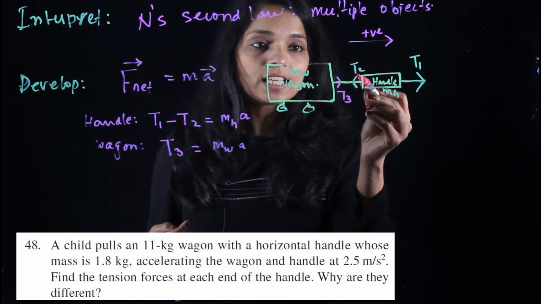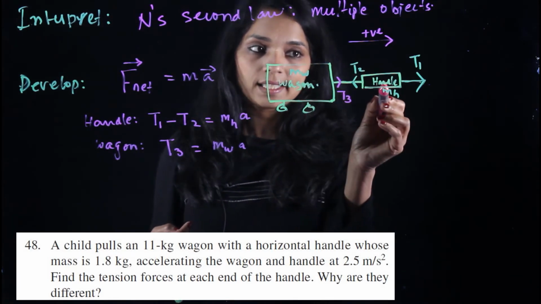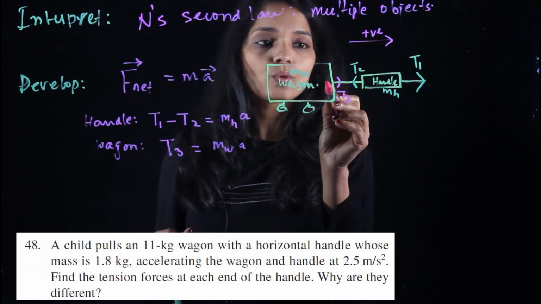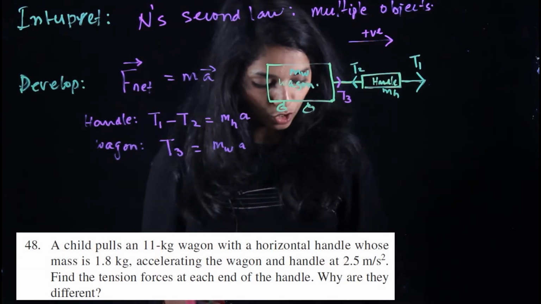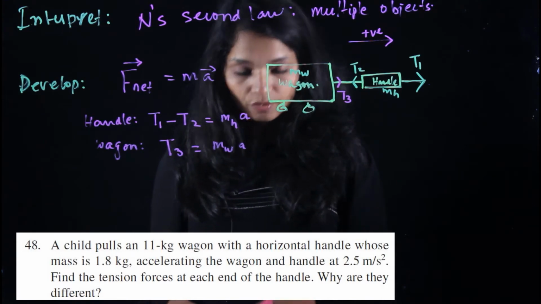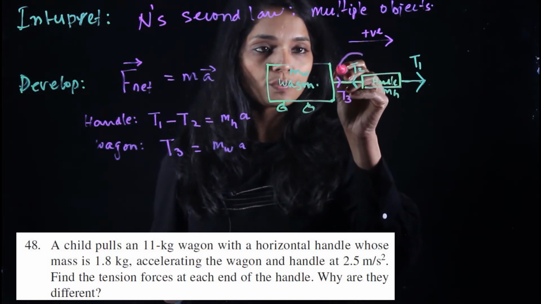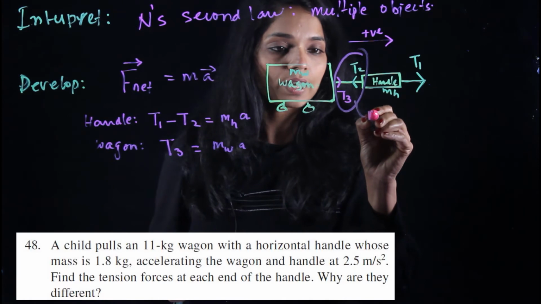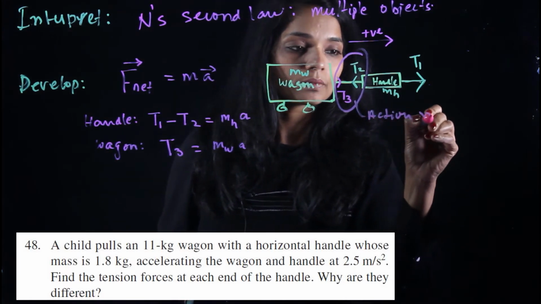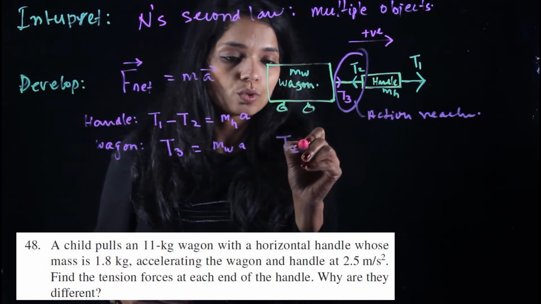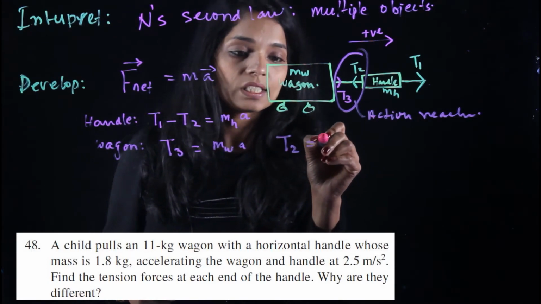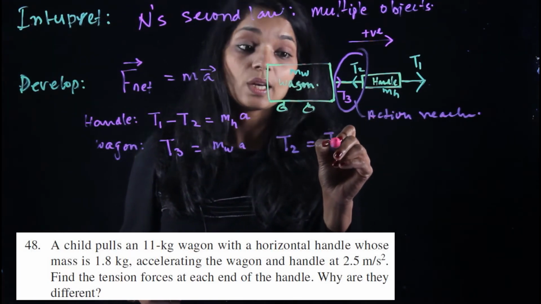T2 is the force the wagon is exerting on the handle, and T3 is the force the handle is exerting on the wagon. So these two forces are an action-reaction pair. So all I can say is that T2 is equal to T3 in magnitude.